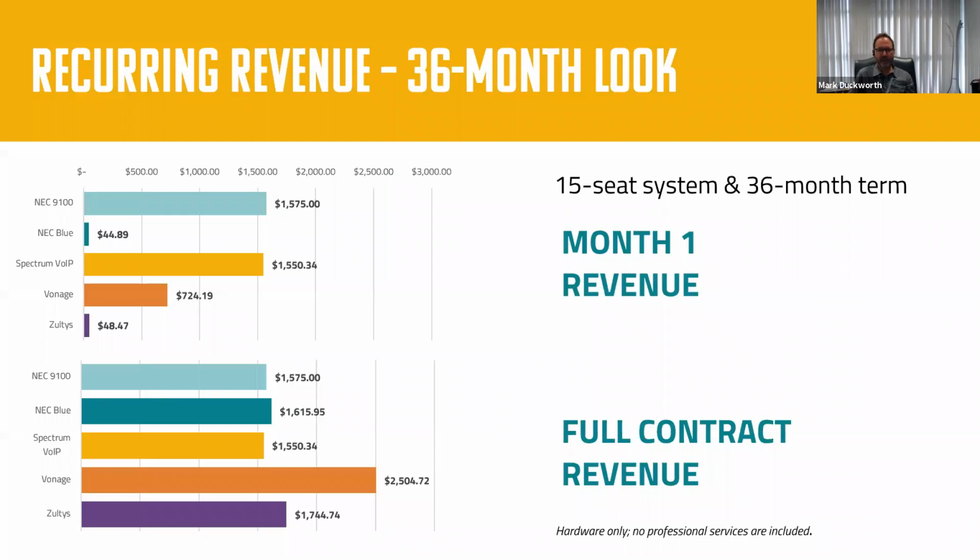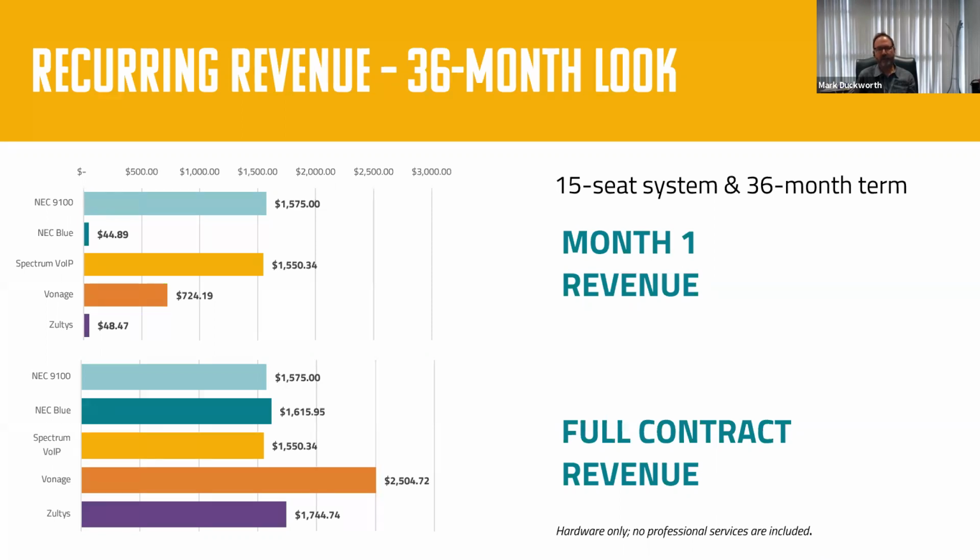So let's take a little bit of time and talk about what the model looks like financially if I'm selling UCaaS versus a traditional CPE. Let's look at it both in month one revenue and then the full contract value. So I had Rebecca build this; it's hardware only. This doesn't include any professional services. You would get professional services additional no matter what you sold, and those things would be somewhat equal. But just on a 15-seat customer, we're focused on SMB because that makes up the majority of your customer base, in a 3-year contract, which is pretty average, right?